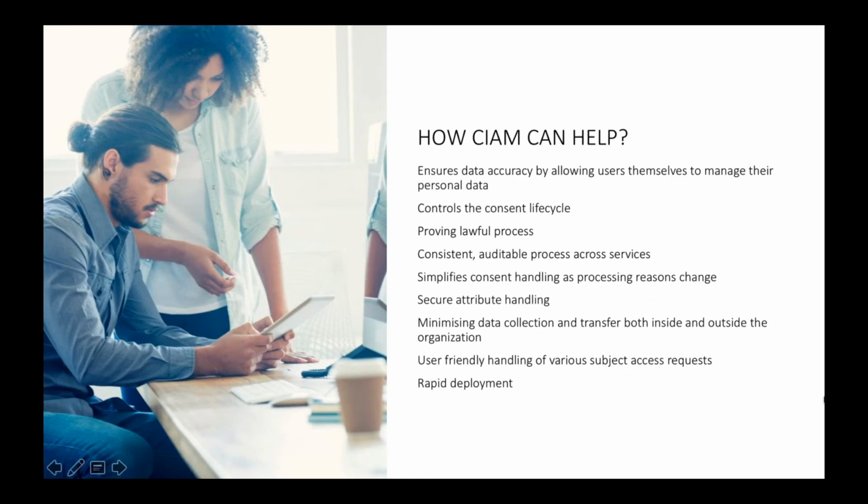Of course, with a centralized IAM system, you can also provide consistent and equally important auditable processes across different services. What attributes were transferred based on what consent, when? And this simplifies consent handling a lot as the processing reasons change. For example, if you have granted permission for one service to use your email address for both marketing and direct business-related reasons, then you can simply extrapolate that to another service simply by asking it from the first service.